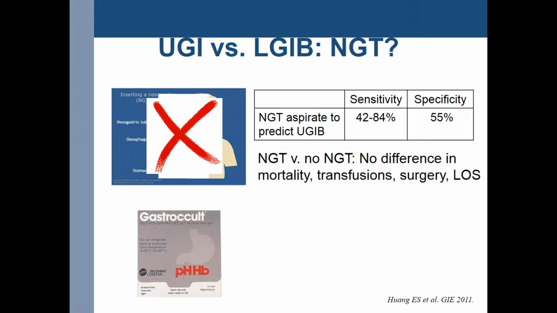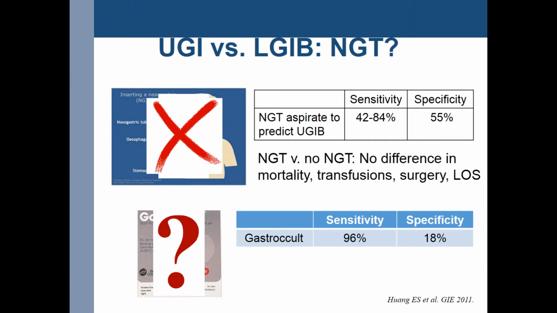Now, what about gastro-occult cards? Are those helpful? Well, if they are positive, they are not helpful at all. As you can see here, the specificity is only 18%. So what this means is that if the gastro-occult card is positive, this is overwhelmingly likely a false positive.